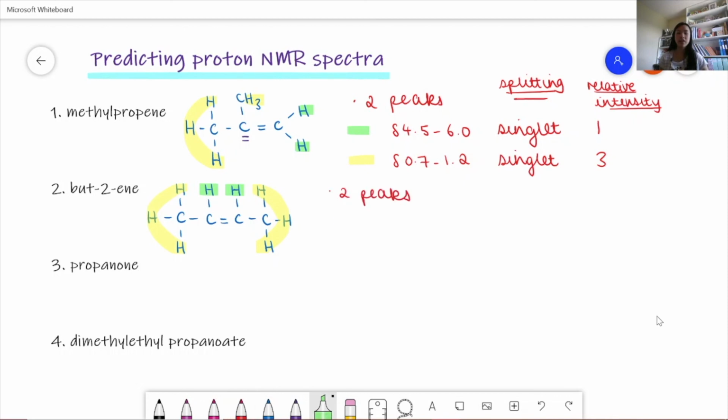So firstly, looking at the green hydrogens, these hydrogens are attached to carbons which have a double bond. And so this peak will have a chemical shift value between 4.5 and 6. So always remember that to find all the chemical shift values, you have to look at your data booklet. And then for the yellow hydrogens, their chemical shift value will be between 0.7 and 1.2.